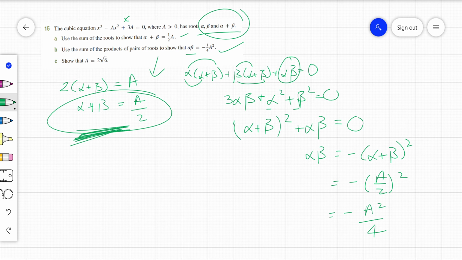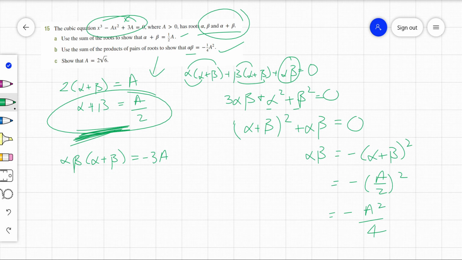So of course then they say show that a is 2 root 6. So what haven't we used? We haven't used the product, or the sum of 3's. So we've got alpha is one root, beta is another root, and alpha plus beta is the third root. So if we look at that, we're going to have negative d on a, so negative 3a.